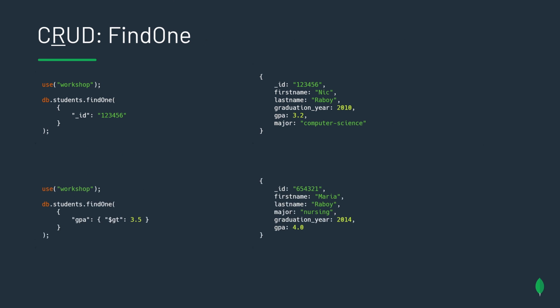What we could also do, if we didn't want to do an exact match, is a ranged query. Here we're saying the GPA has to be greater than, so $gt is an operator in MongoDB, greater than 3.5. There could be multiple documents that meet that criteria, but because we're saying find one, it's only going to return the first one.